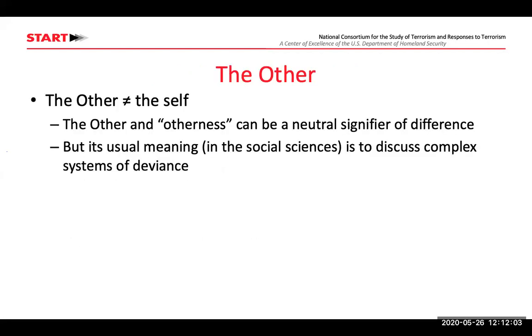Now, the other is not equal to the self. The other and otherness can be conceptualized as a neutral signifier. But when we use it in the social sciences, we are using it to discuss this system of deviance, right? This built out system where we're looking at the in-group, which is us, and the other as the out-group, which is not us.